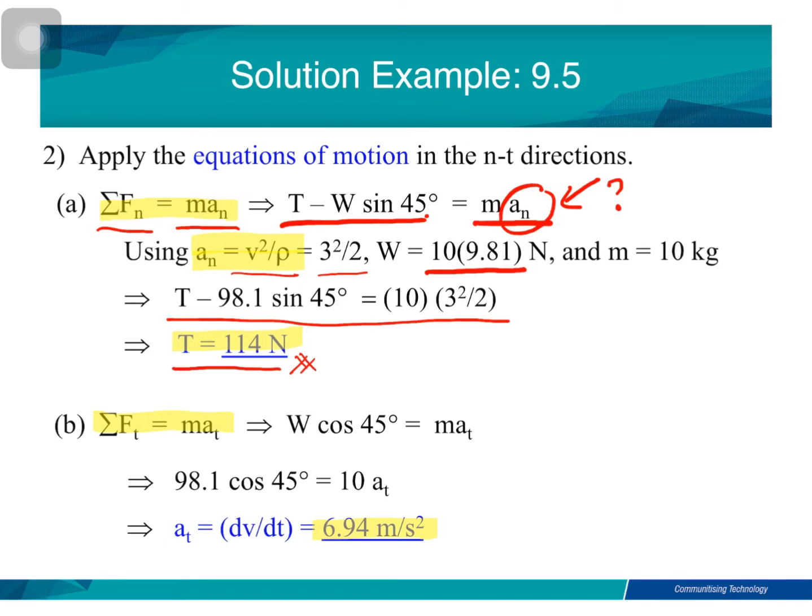Okay, so next we need to get the increase in speed. Here we can use summation F_t is equal to m a_t. What is the force in the tangent? You have W cos 45 is equal to m a_t. Now m is 10, so W is 98.1, 98.1 cos 45 is equal to m a_t. You can differentiate v to get a_t. So a_t is equal to 6.94.